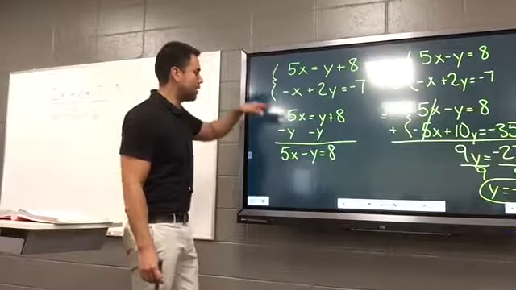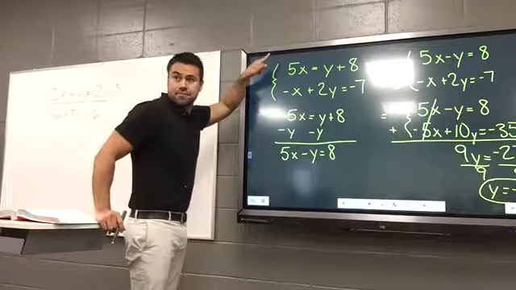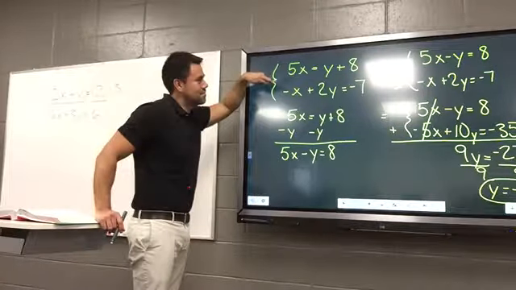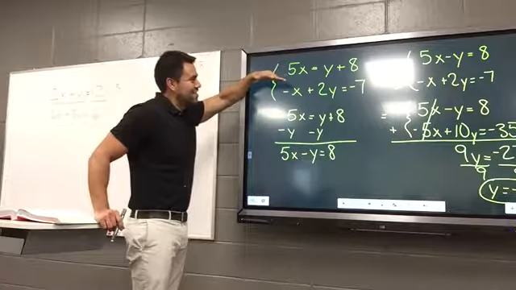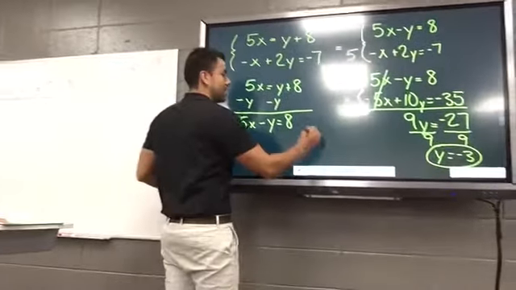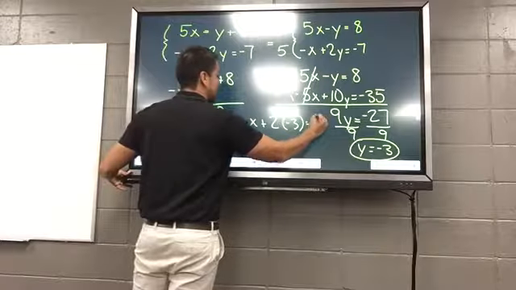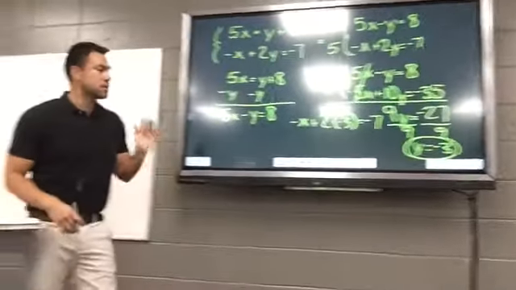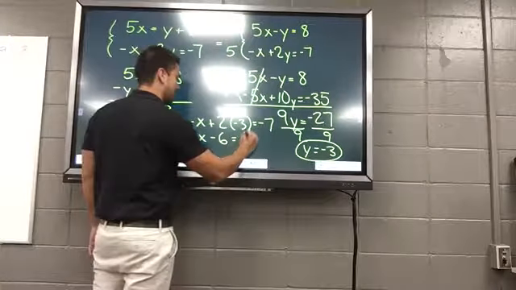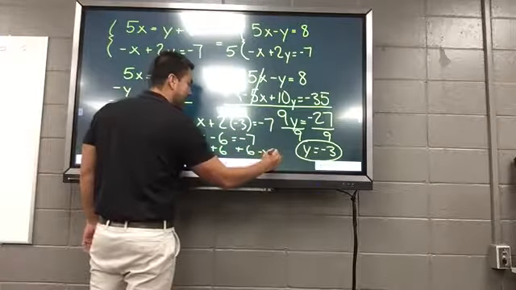And which one do you want to plug it into? The first or the second? Your choice. All right, second one. Negative x plus 2 times negative 3 equals negative 7. Could you have plugged it into the first one? Yes, absolutely you could have, but we picked that one, so that's fine. So you're going to add 6 to both sides. You get negative x equals negative 1.